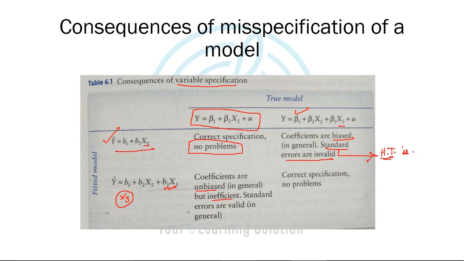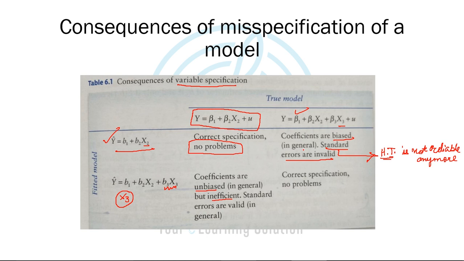HT means hypothesis testing is not reliable anymore. Okay, and of course the coefficients are biased as well.